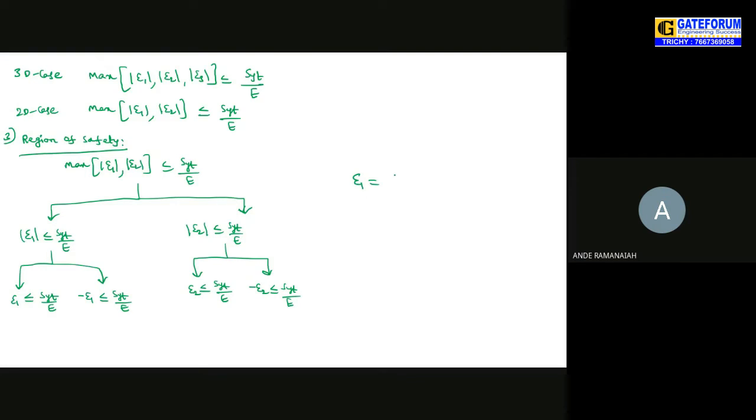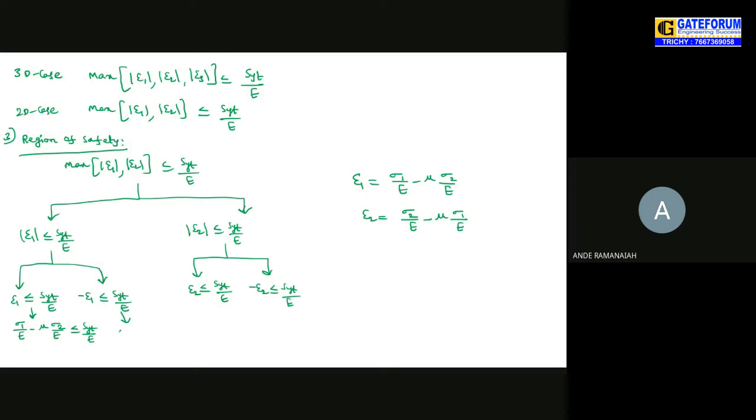Epsilon 1 is equal to sigma 1 by E minus mu into sigma 2 by E. And what is epsilon 2? Sigma 2 by E minus mu into sigma 1 by E. Now we will substitute these values into this. Then this will be sigma 1 by E minus mu into sigma 2 by E should be less than or equal to SYT by E.